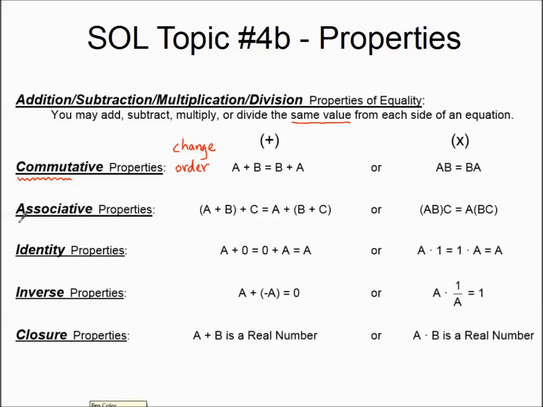Our next property, the associative property. I see the word associate in there. You associate with different groups throughout the week. Notice that the order does not change. A, B, C, A, B, C. The order is not changing. What's changing are your grouping symbols. So we change the group.